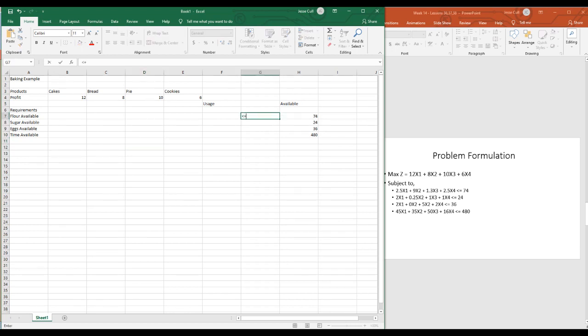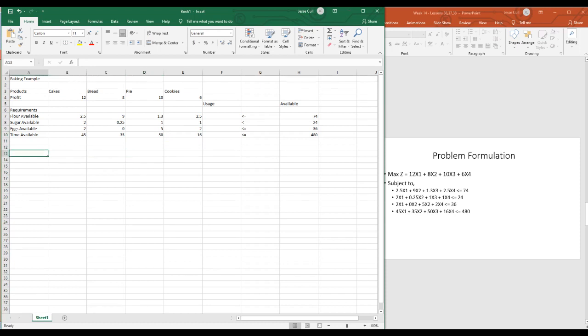So this is less than or equal to, and we have all of this in our problem formulation. Less than or equal to, less than or equal to, less than or equal to. Very straightforward, as I said. So 2.5, 9, 1.3, 2.5. 2, 0.25, 1, 1. 2, 0, 5, 2, and finally 45, 35, 50, and 16.